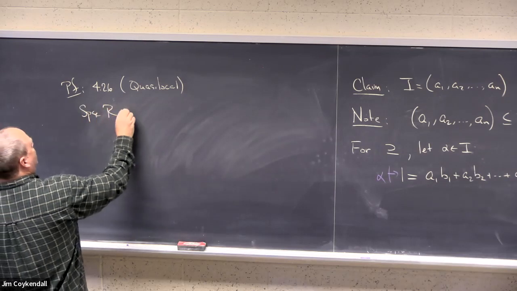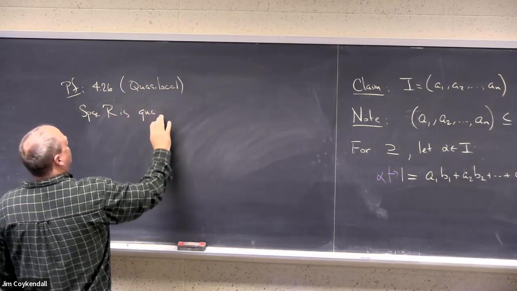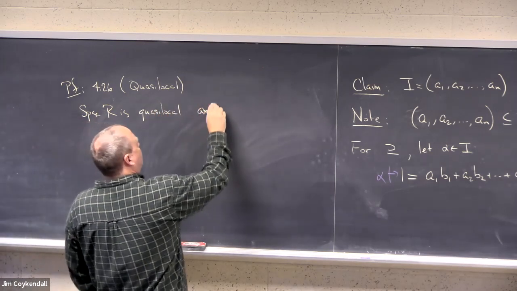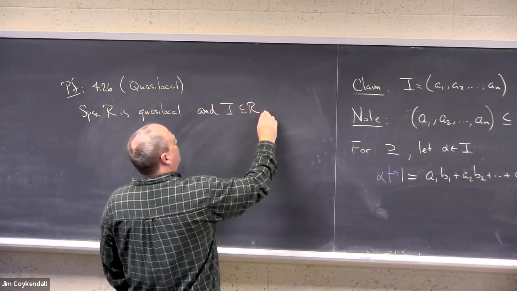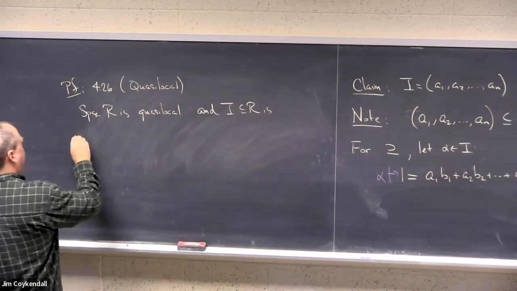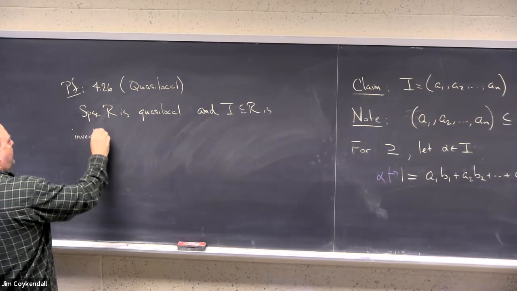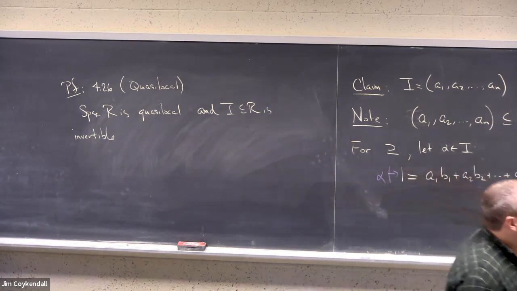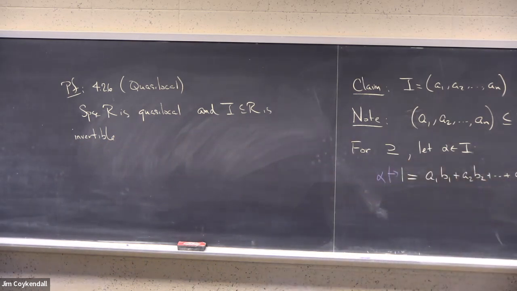Suppose R is quasi-local, and I in R is invertible. Of course, the first thing that you may claim here, or get angry at me a little bit for, is the fact that I'm assuming that I is in R. But if I is not in R, because it is invertible, it's fractional, and I can multiply by a principal ideal to get it back down into the range. So there's really no loss of generality. Is everybody okay with that?